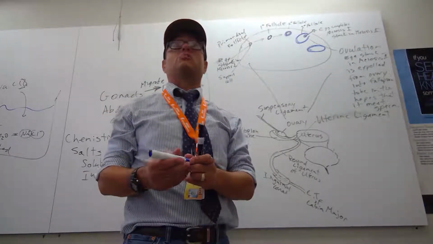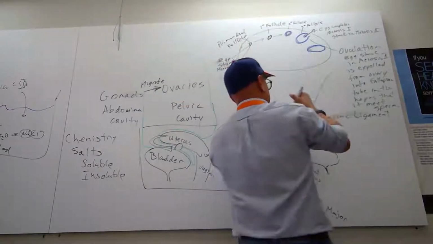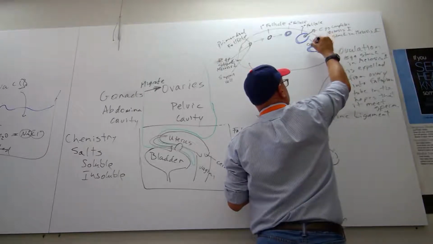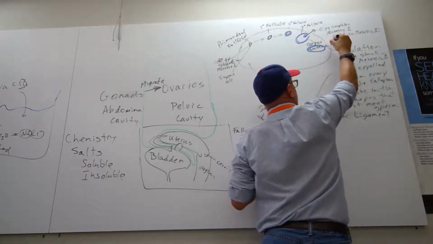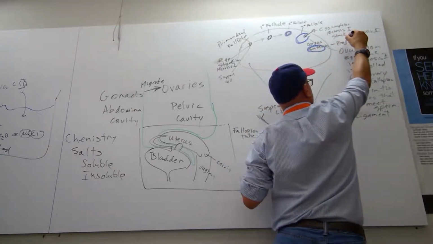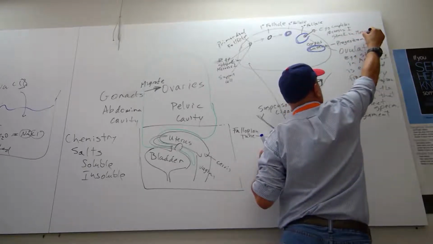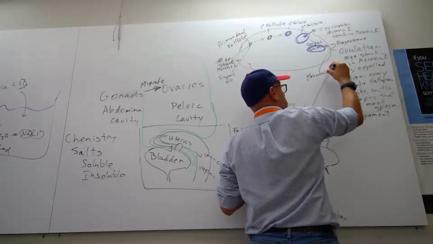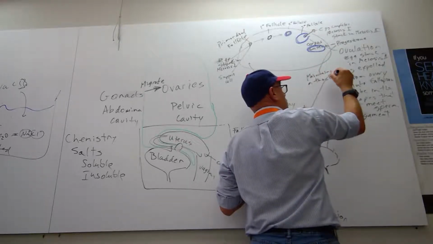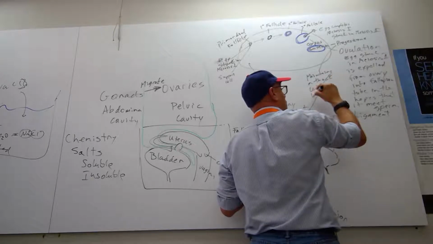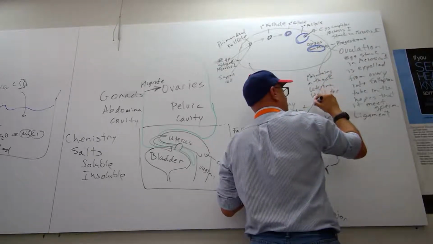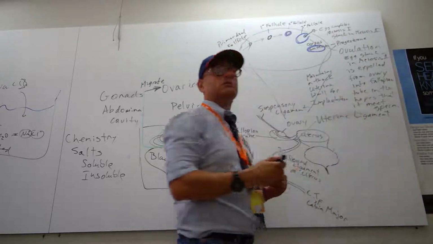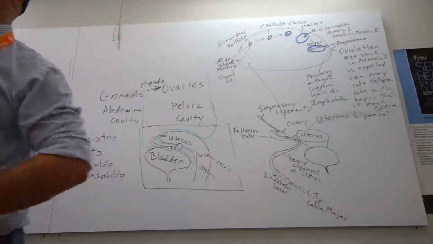That hormone is called progesterone. And so this body is referred to as the corpus luteum. Because why? Because it produces progesterone. And progesterone does what? Maintains a thick uterine wall for implantation. What's implantation? The fertilized egg.